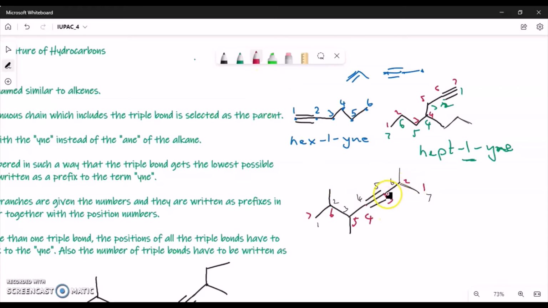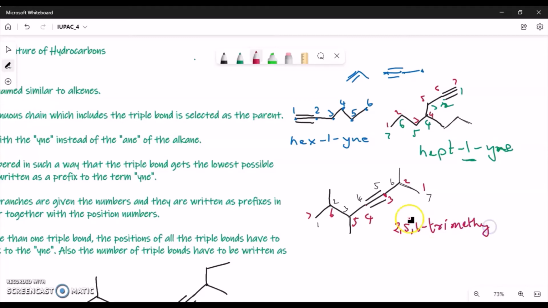So as you know, we have to choose the numbering in such a way that the triple bond gets the lowest possible number. So this is going to be the red numbering, and as a result, the 3 methyl groups will automatically be at positions 2, 5 and 6. So we have to write 2, 5, 6 trimethyl, which we already saw.